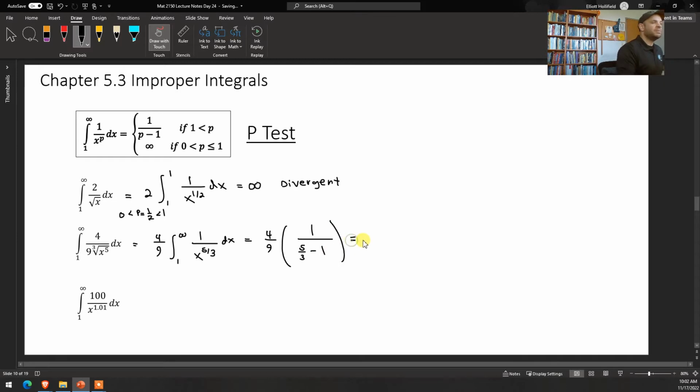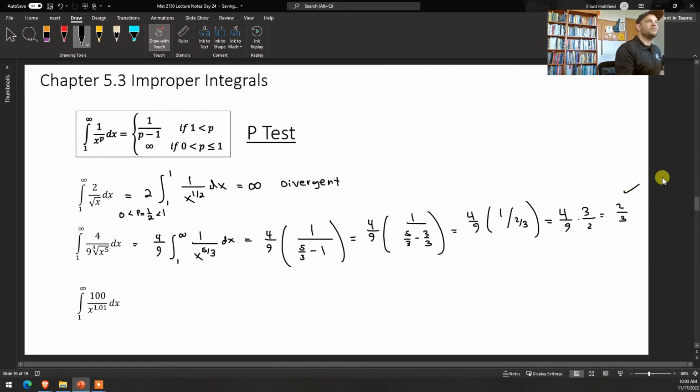Now let's clean it up and simplify. 4/9 times 1 over 5 over 3 minus 3 over 3. That gives us 4 over 9 times 1 over 2 over 3. Keep, change, flip. We'll get 4 over 9 times 3/2. Simplifying that, we get 2 over 3. So we have a convergent integral which converges to 2/3.